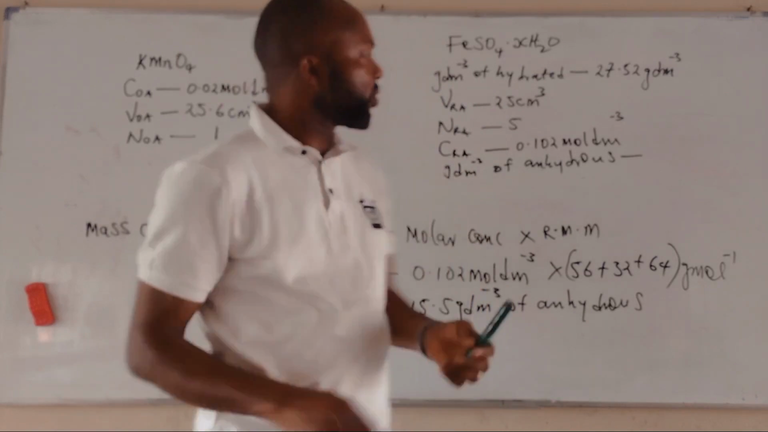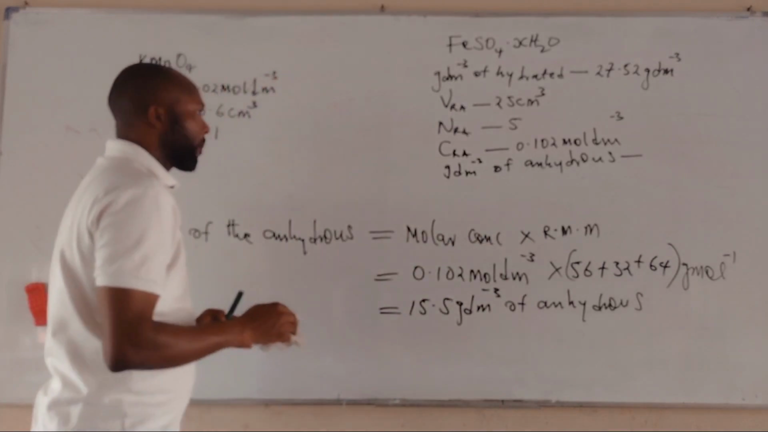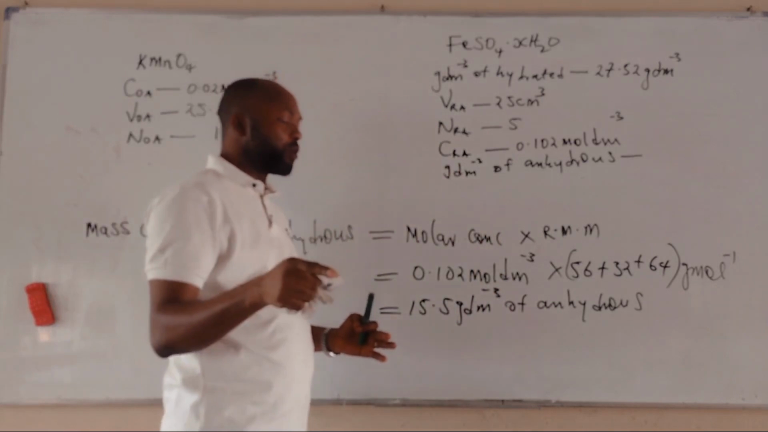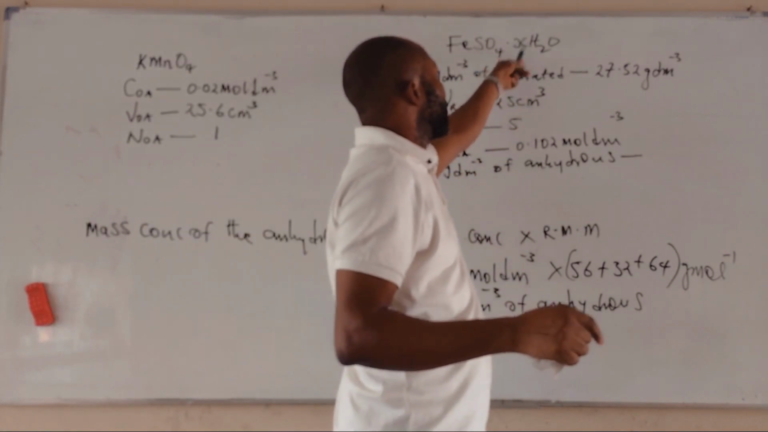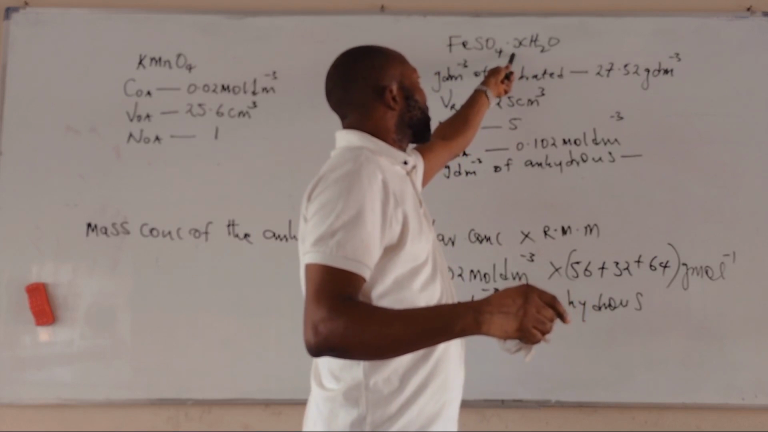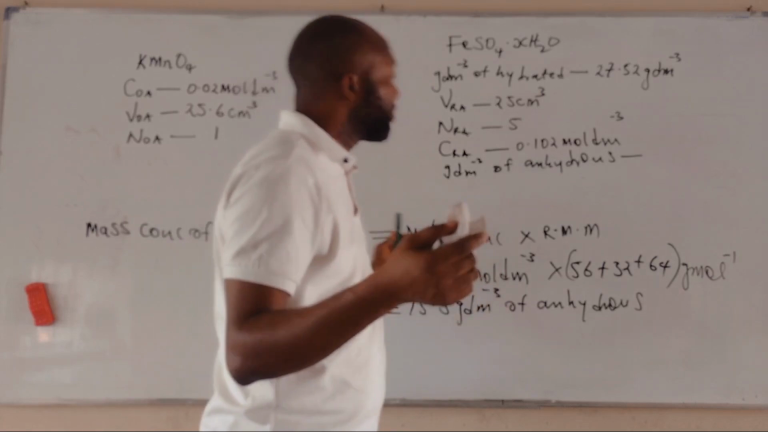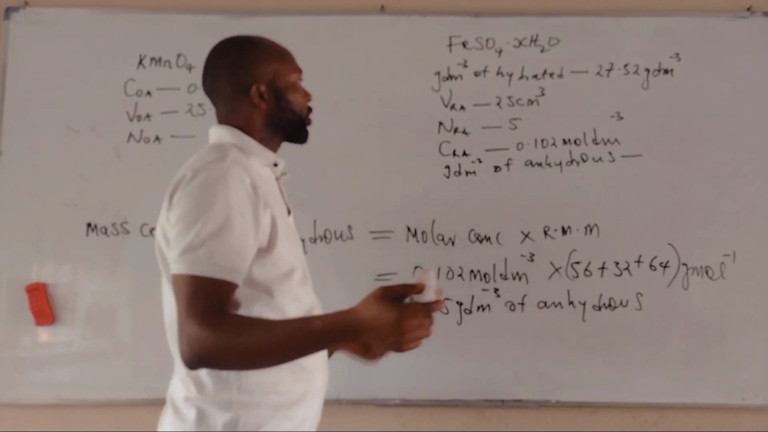All right, we have gotten this. Now they are asking us for the number of moles of water of crystallization, which is the X. We want to know the number of X. Is it decahydrate 10, pentahydrate 5, heptahydrate 7, and so on? That's what we're looking for. So let's get to it.